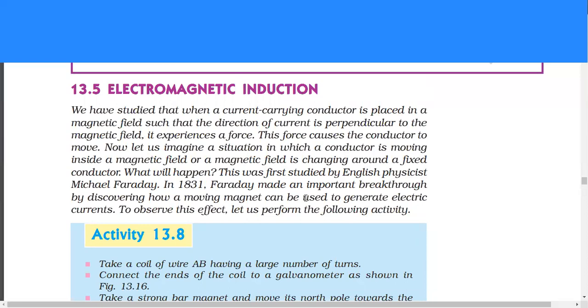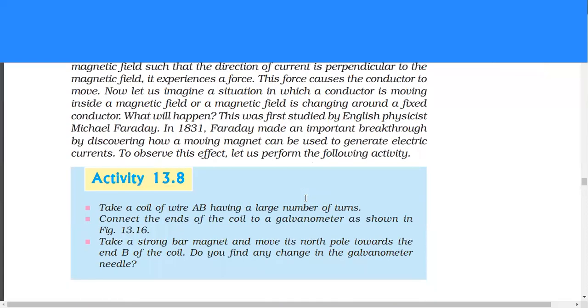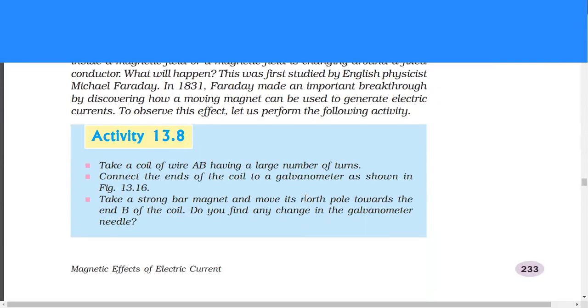Now, let us imagine a situation in which a conductor is moving inside a magnetic field or a magnetic field is changing around a fixed conductor. What will happen? This was first studied by English physicist Michael Faraday. In 1831, Faraday made an important breakthrough by discovering how a moving magnet can be used to generate electric currents. To observe this effect, let us perform the following activity.